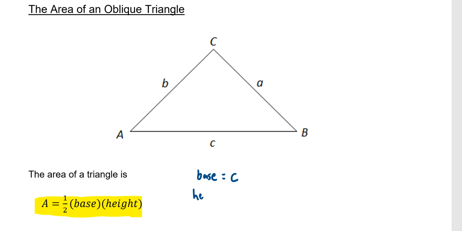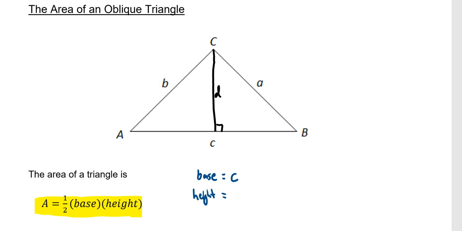The question is, what is the height? So the height of this triangle would be this vertical line directly down the middle, creating a right angle at the bottom. So the question is, what is that actual height using A, B, or C that we can actually use here? So just for now, I'm going to call this D, and we can actually figure out what D is maybe over here on the side using some right triangle trig.